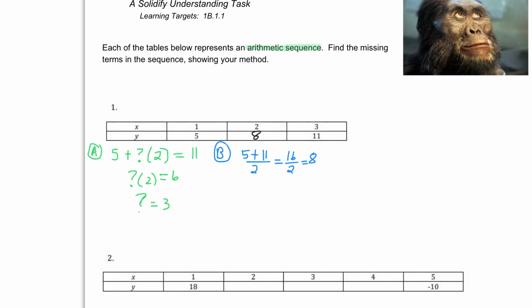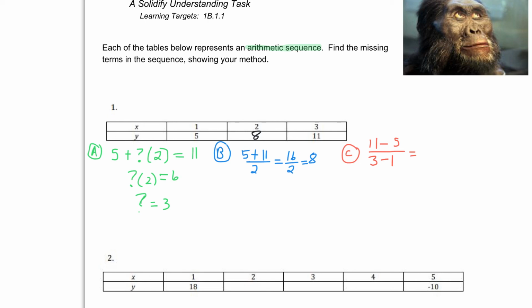I have another strategy for you, strategy C. Strategy C uses something similar to what we call the slope formula. In this strategy, we can take our y values, so our y value farthest to the right, and we're going to subtract our y value farthest to the left. So we have 11 minus 5. And we're going to divide that by our x values. So taking our x value farthest to the right minus the x value farthest to the left. So divided by 3 minus 1. And this is going to give us that common difference, that number that we're adding each time.